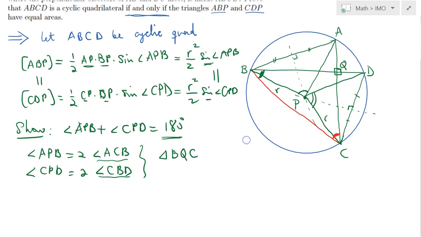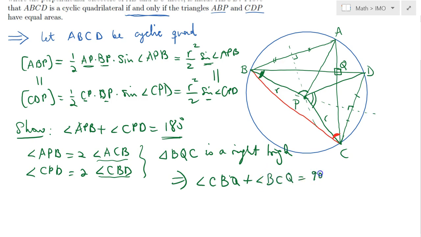So what I'm trying to say is that because this triangle is a right triangle, this implies that angle CBQ, sorry, I should say CBQ, plus angle BCQ is equal to 90 degrees.